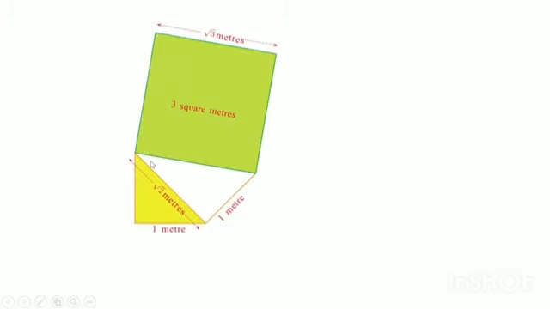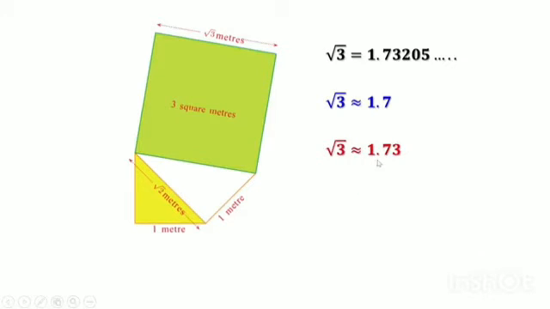Like this, the length of the side of a square of area 3 is root 3. Doing as we have done in the case of root 2, we can see that 1.7, 1.73, 1.732, etc. get closer and closer to root 3. Therefore, we can say root 3 is equal to 1.73205, etc. Or we can say root 3 is approximately equal to 1.7, or approximately equal to 1.73.